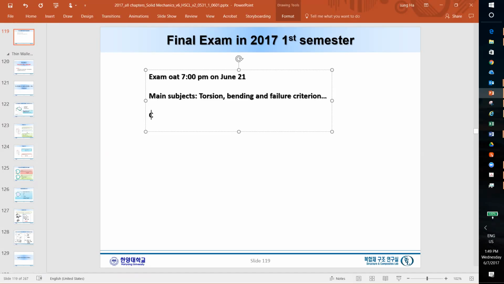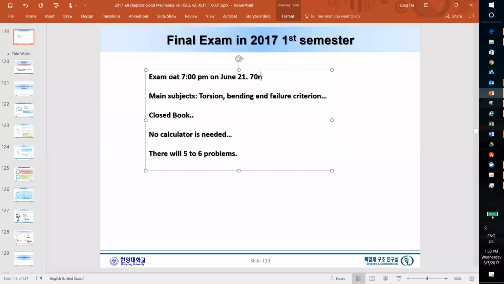The test will be closed book, and no calculators are needed. There will be 5 to 6 problems, and the duration will be 70 minutes.